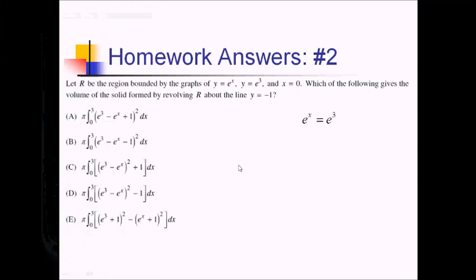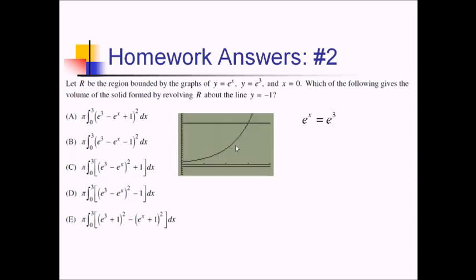I could set these things equal to each other officially to find the limits of integration if they didn't already give me that in the answer choice. But we clearly see here that e to the x and e to the third are going to have to intersect at 3, right? Because e to the third equals e to the third. So there we go. Limits of integration. Now, we're taking this region in here and revolving it around the line y equals -1.